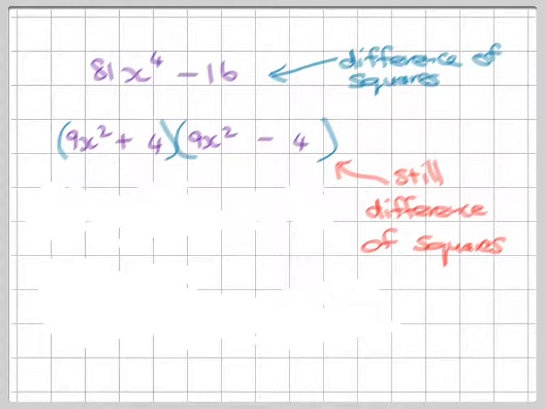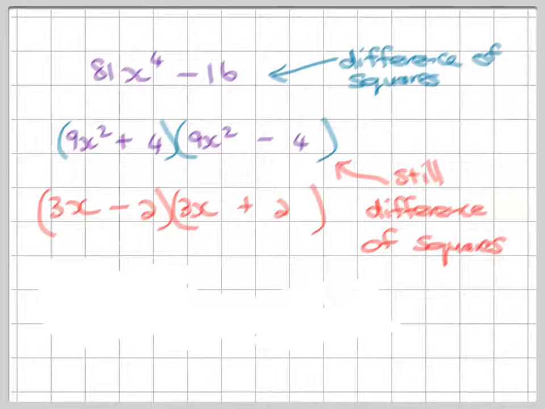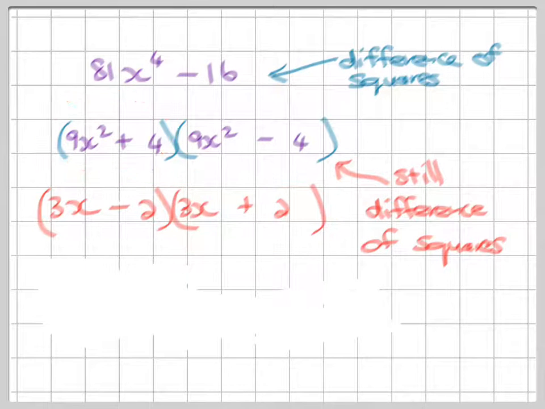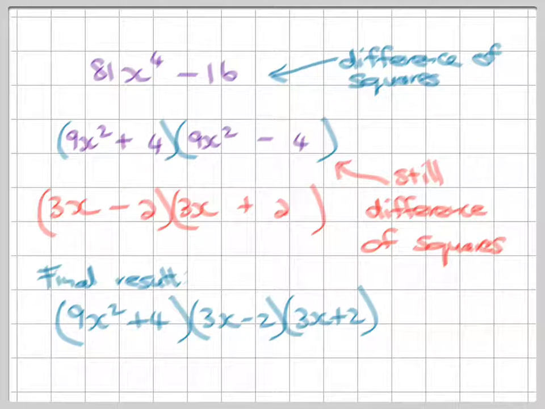So let's quickly factorize this one again. And that will become 3x minus 2 and 3x plus 2. So now we have to combine that and these as our final result. And that is how we handle these complex polynomials. So the final result will be 9x squared plus 4, 3x minus 2, 3x plus 2.